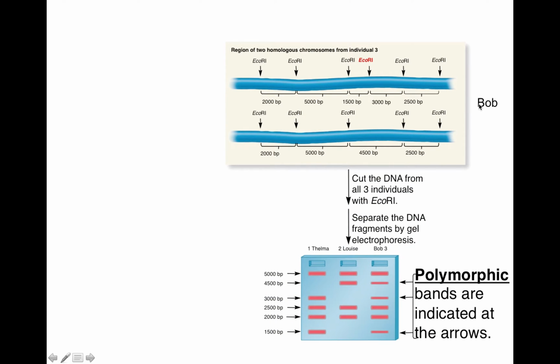Bob, on the other hand, is not. Bob is heterozygous because one of the copies of the chromosomes that he has has this EcoR1 site here. And when you cut this region of the chromosome, you'll generate a 1,500 base pair fragment and a 3,000 base pair fragment. But the other copy of the chromosome is missing that EcoR1 site. And so the fragment that he will generate from this region of the chromosome is 4,500. So Bob's DNA, when you cut with EcoR1, is going to have this 1,500 base pair fragment, a 3,000 base pair fragment, and a 4,500 base pair fragment.